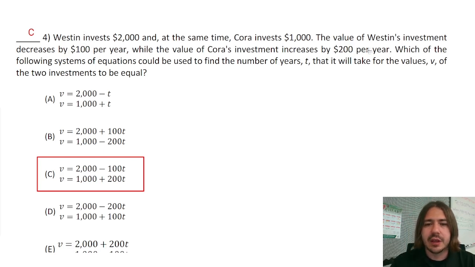Increasing means add. So at this point, we're just trying to write two equations, one equation for Weston's investment and one for Cora's. Since Weston started with $2,000 and the investment decreases by $100 per year, we're going to have $2,000 minus the $100 per year. Cora's investment started at $1,000 and is increasing by $200 per year. So that's why here the answer is C.